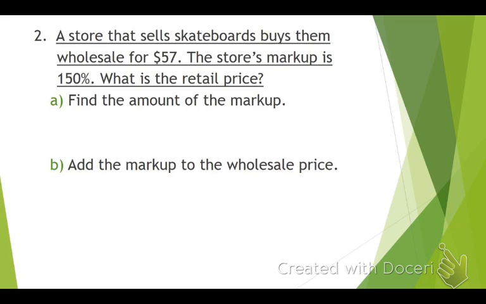Target. Okay, let's go with Target. So Target goes to this big warehouse and they buy something for $57. Do you think they sell that to us for $57? No. Here's what it says. The store's markup is 150%. Why do you think they mark up the thing? If Target was able to go somewhere and get it for $57, why are they marking it up? They don't want the same price that they gave it for.